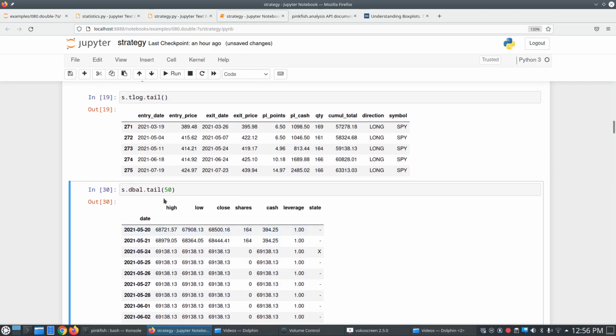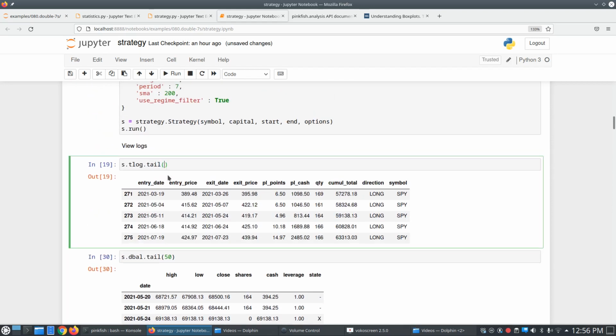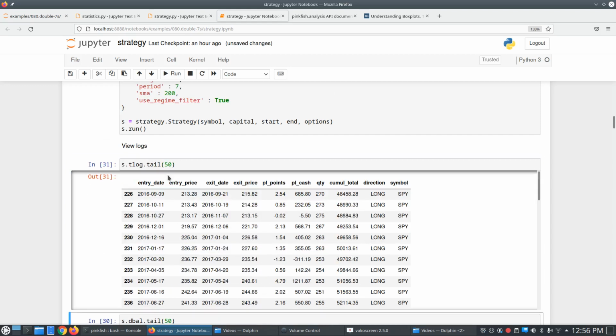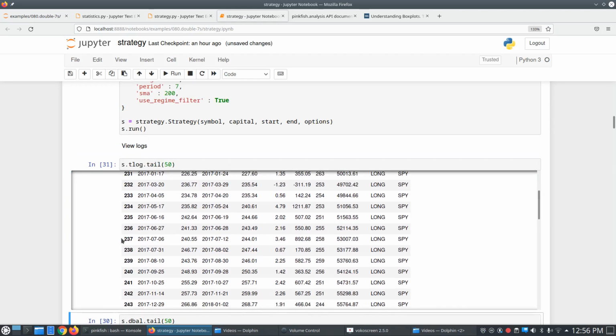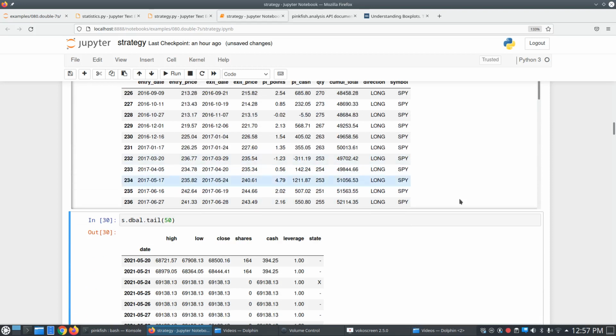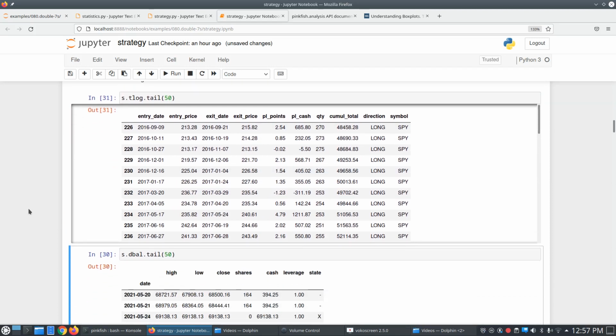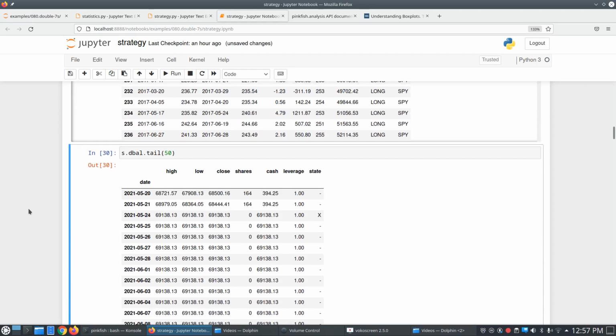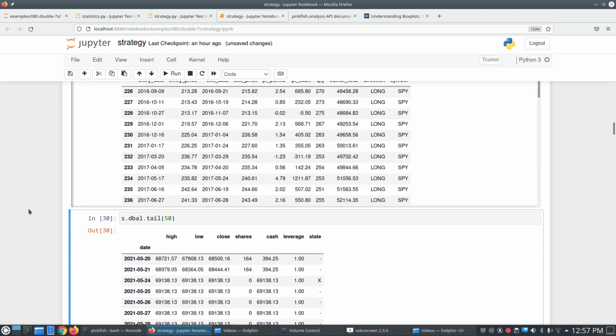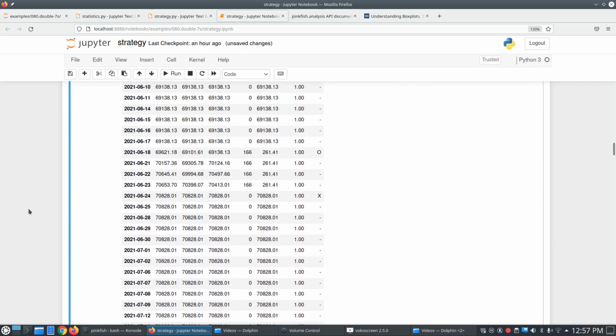So you can follow through on the daily balance and follow the flow of this. And you can do the same thing with the trade log. If you want to look at more of the data in the trade log, you can set this to like 50. And you can look at more trades this way, and you can look at trades earlier on. If you change this from tail to head, you can look at the first ones. So that's how you can use these to look at the trade log and the daily balance.